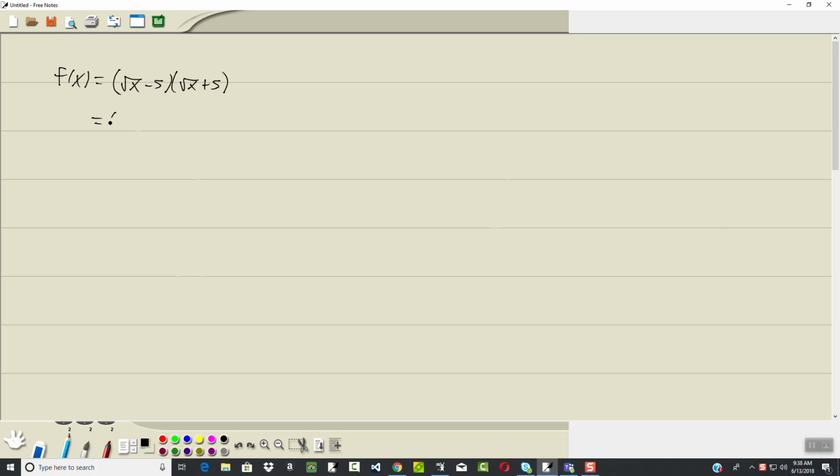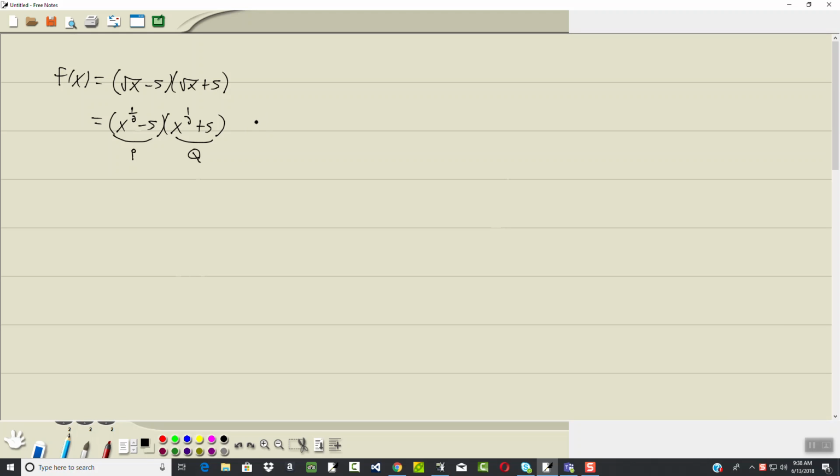Okay, first off, let's rewrite this. This would be x to the 1/2 minus 5 times x to the 1/2 plus 5. Square root of x always gets rewritten as a 1/2 power. Now we've got something times something else, so this will be p and this will be q.